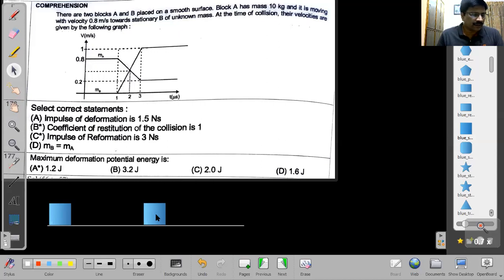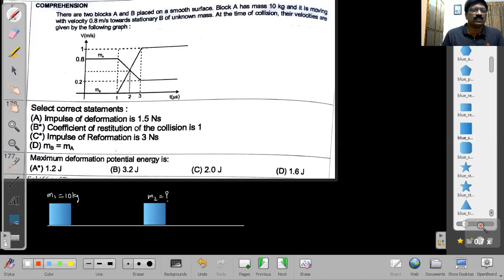Blocks A and B are placed on a smooth surface. Block A has mass 10 kg and it is moving with a velocity 0.8 meter per second towards a stationary block B of unknown mass. Here, the mass of the first block is 10 kg, that is given. The second block has unknown mass that we have to calculate, because in option D, MB is equal to MA. Okay, initially before collision, at t equal to 0.